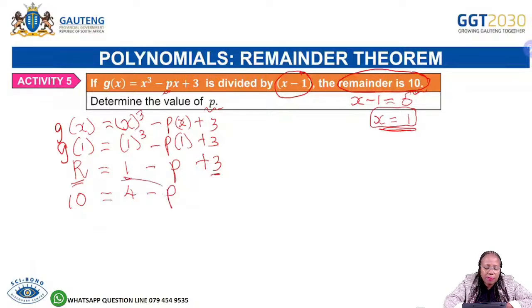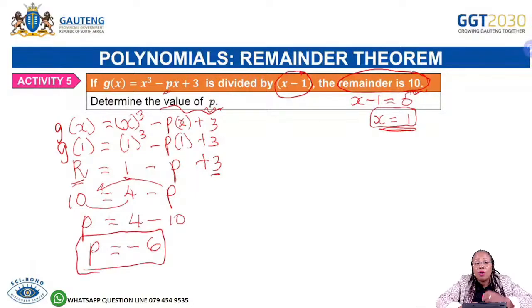And then I'm taking p to the left to be positive p. And then 10 to the right, it will be 4 minus 10. Therefore, p is equal to 4 minus 10, which is minus 6. Remember, we are determining the value of p. That means p is equal to minus 6.